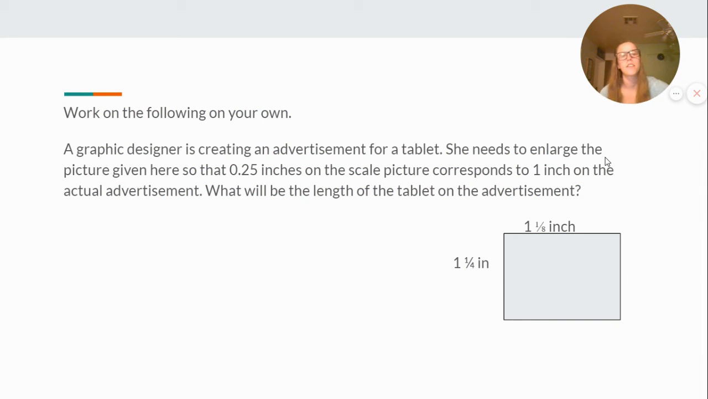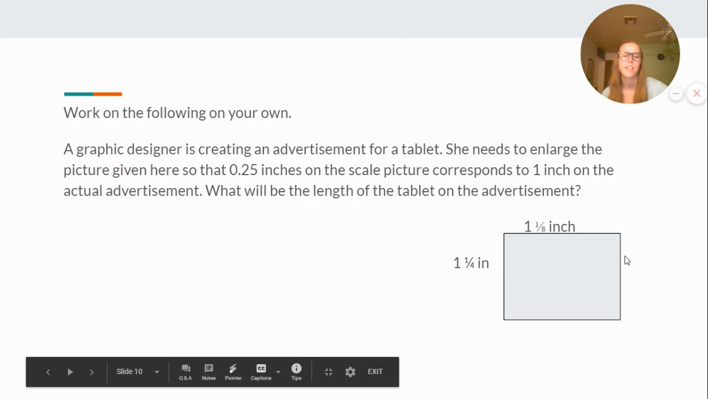A graphic designer is creating an ad for a tablet. When you're ready, hit play to see the answer. So a graphic designer is creating an advertisement for a tablet. She needs to enlarge the picture given here so that 0.25 inches on the scale corresponds to 1 inch on the actual advertisement. What will be the length of the tablet on the advertisement?